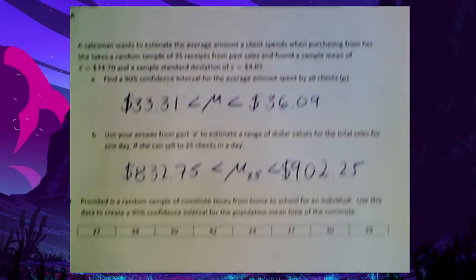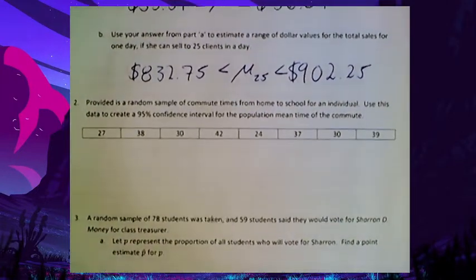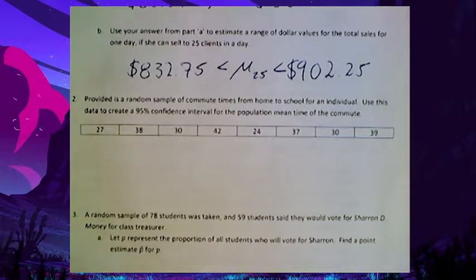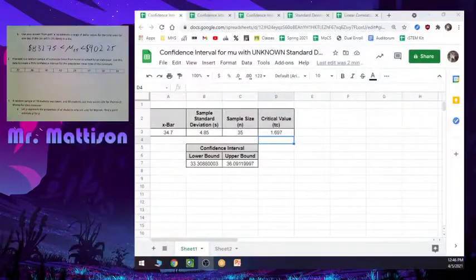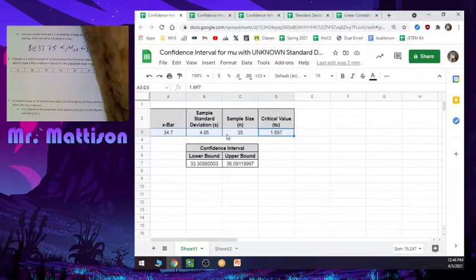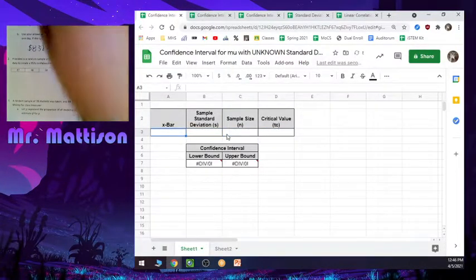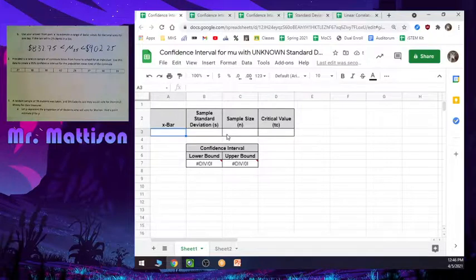All right, hopping down to part 2 here. So we have a random sample, and we're trying to find a 95% confidence interval for this one. So this is going to be the same test as we just had, right? So if I hop over here, get rid of all this, my x bar I don't know yet because I would have to find the actual x bar of that data. Sample standard deviation, again, I don't know that either. I'm going to have to find that. Sample size, I do already know that.